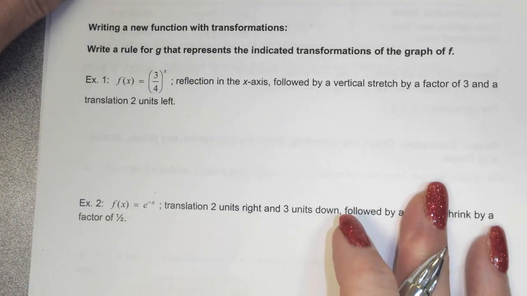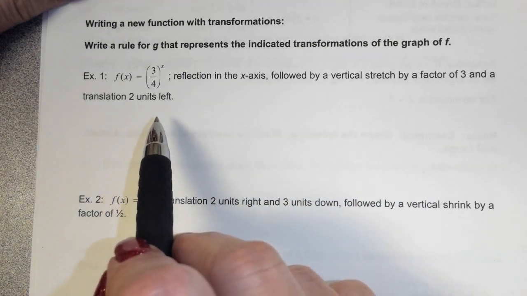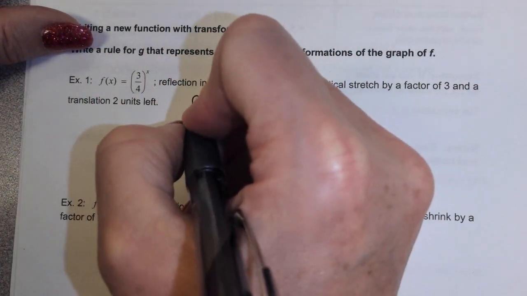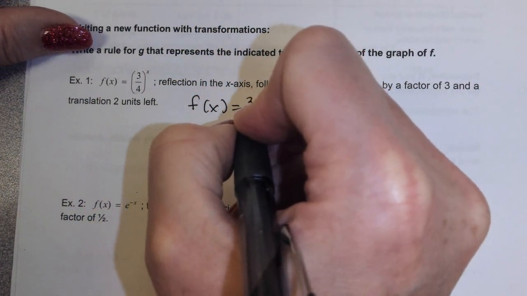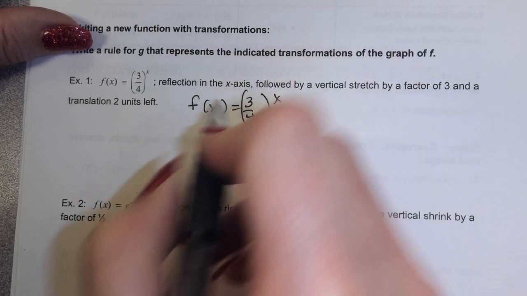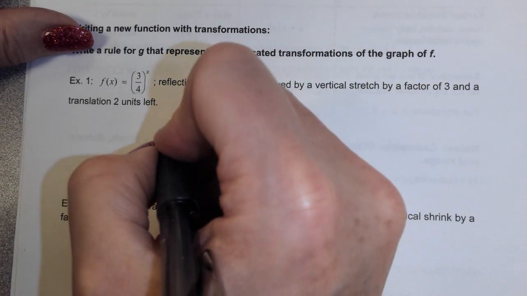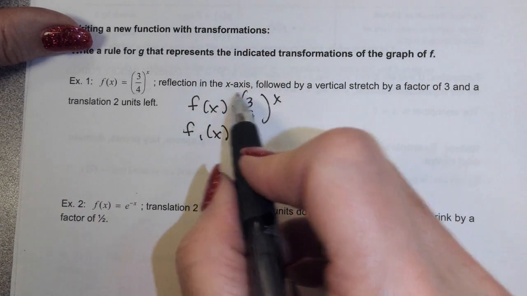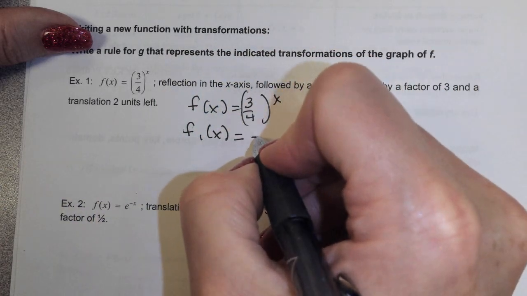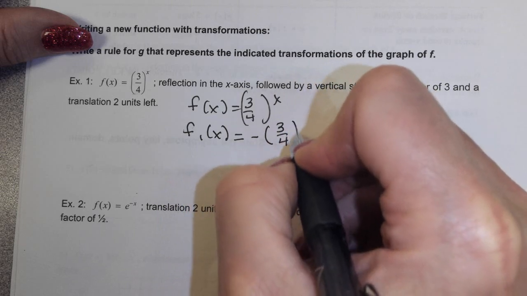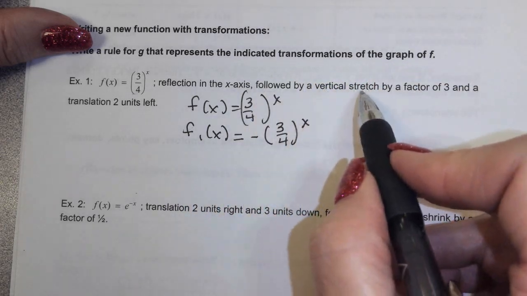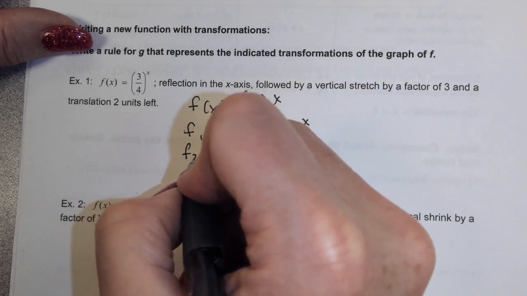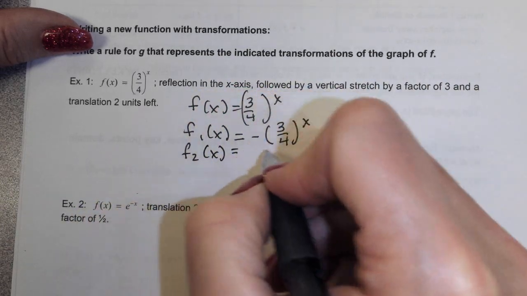Okay? All right, now let's look at some equations where we're going to try to come up with the new equations. So here's our original function. The first thing we want to do is reflection in the x-axis. So reflection in the x-axis means I multiply the whole thing by a negative. So that's going to go out in front. Followed by a vertical stretch by a factor of 3. That means my whole function has to get multiplied by 3.